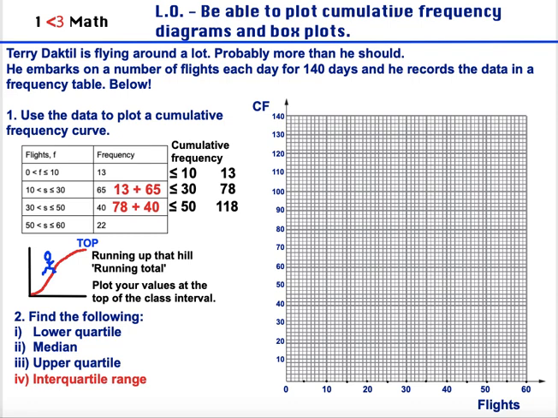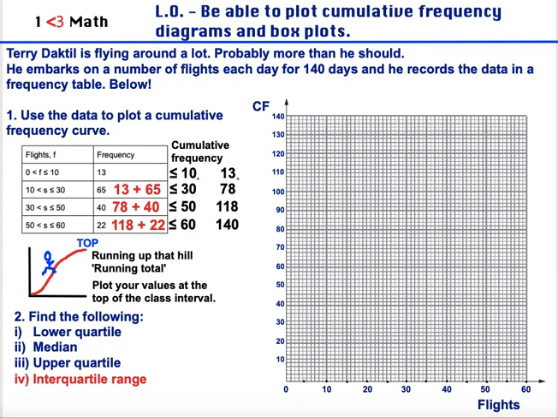Now, the final value, the final cumulative frequency should be 140 because there were 140 days. So 118 plus 22, is it 140? Yes, it is. So up to and including 60 flights, 140 is the cumulative frequency, 140 days. So now we need to plot these values.